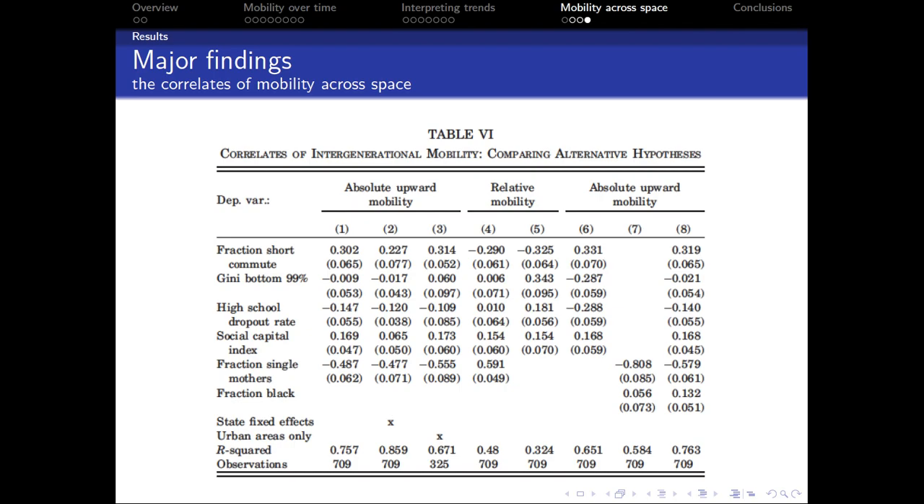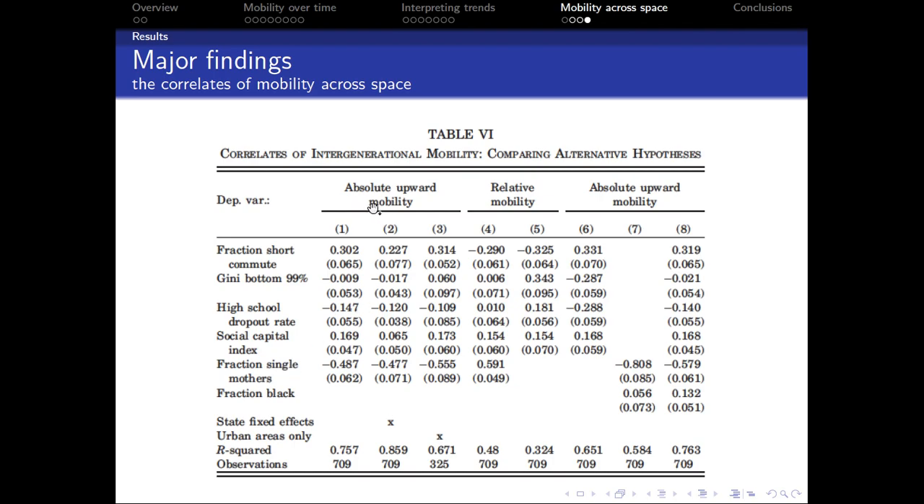And each of these relates to one of the causal stories that they have in mind. They explore many more variables, but they take the one that's most significant within each of the themes. The fraction with a short commute, perhaps having something to say about neighborhood segregation. The Gini for the bottom 99%, the indicator that seems to bite for the inequality theme. The high school dropout rate as a measure of school quality. Their index of social capital as a measure of trust and community. And the fraction of single mothers in the commuting zone as the indicator for family structure.